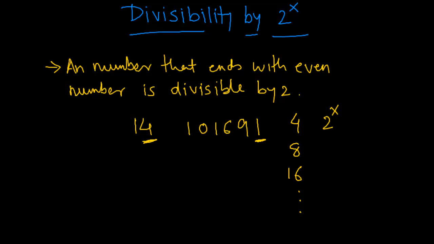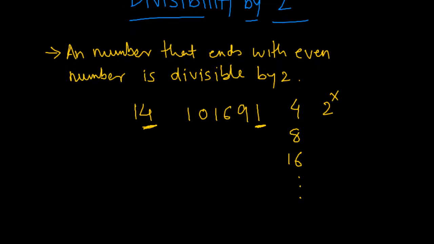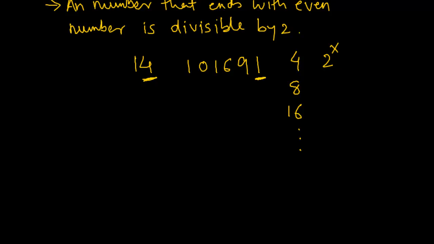So now for any number to be divisible by 2, it should be a multiple of 2. See, let us take this example again, 14. Now why is 14 divisible by 2? Because it is 7 into 2, so it contains a 2, and so it would be divisible by 2.